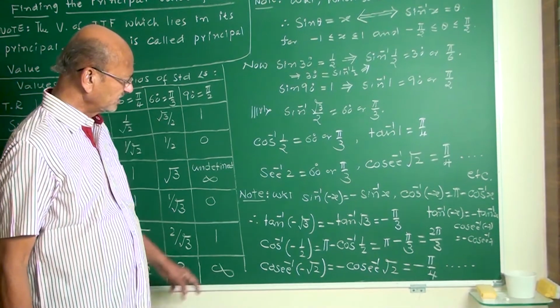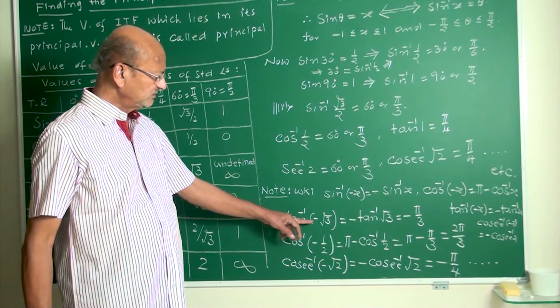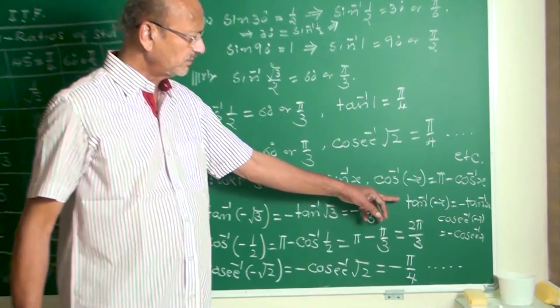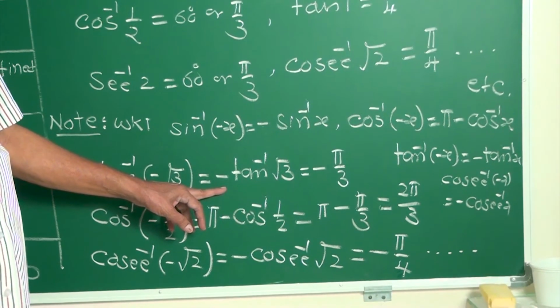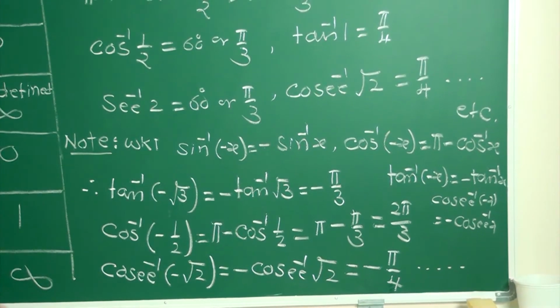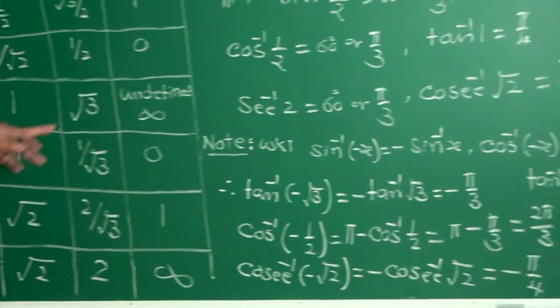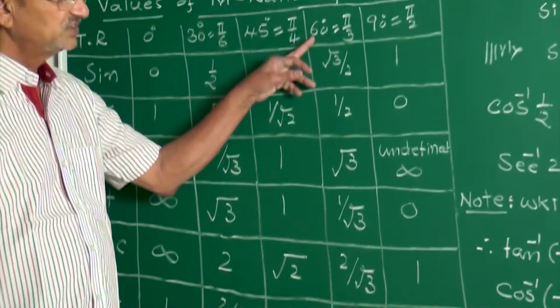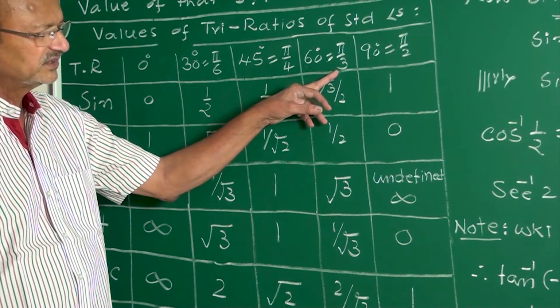Making use of this property in finding tan inverse of minus root 3, apply this property: minus tan inverse x. Minus tan inverse root 3. Root 3 means what is the corresponding angle? In case of tan inverse, the corresponding angle is 60 degrees or pi by 3, along with that minus.